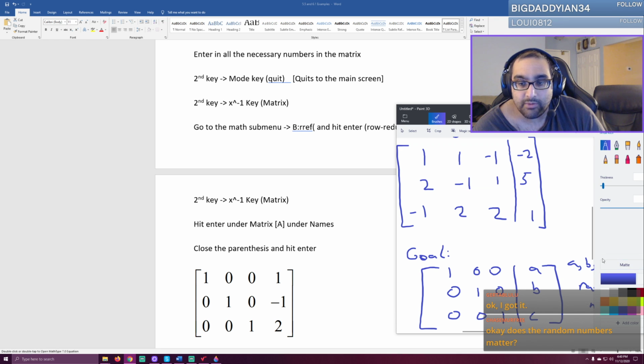Does the random numbers matter? Yes, they do. Quite significantly, yes. The numbers here on the right-hand side do have a meaning. So these numbers here on the right-hand side should be 1, -1, and 2, respectively, Chase.